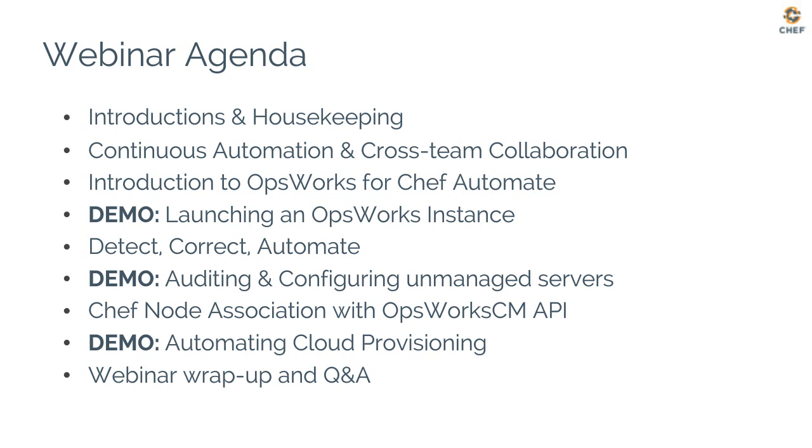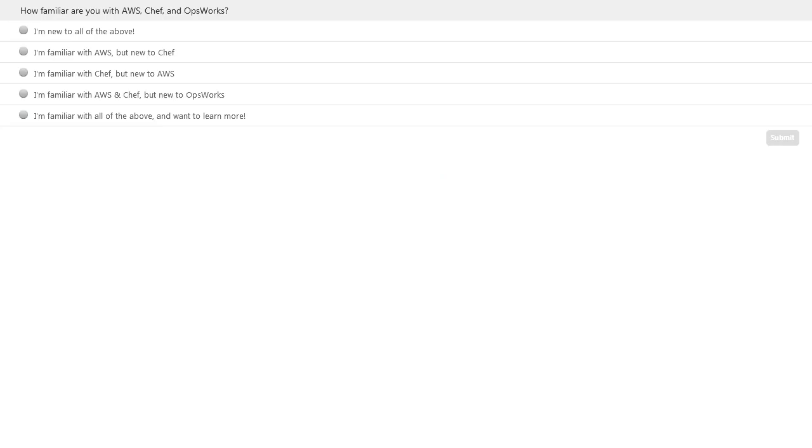But before we get started, a quick poll to start things off. How familiar are you with AWS, Chef, and OpsWorks? There should be selections for every combination of familiarity, from I don't know any of them to I'm a pro on all of them and want to learn more. So we'll give you a minute or two to submit your responses there, and then we'll move on.